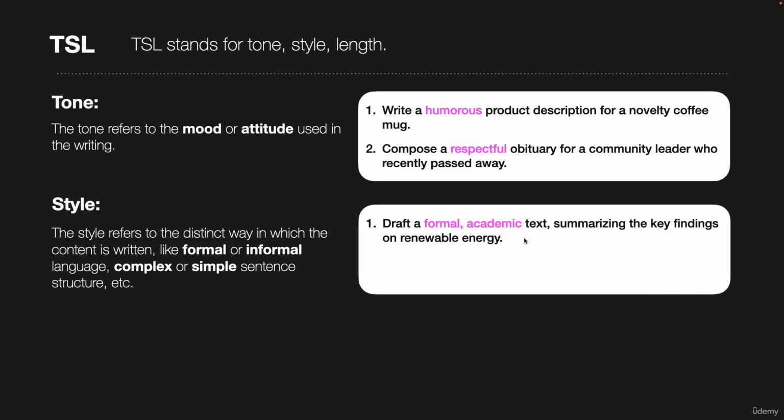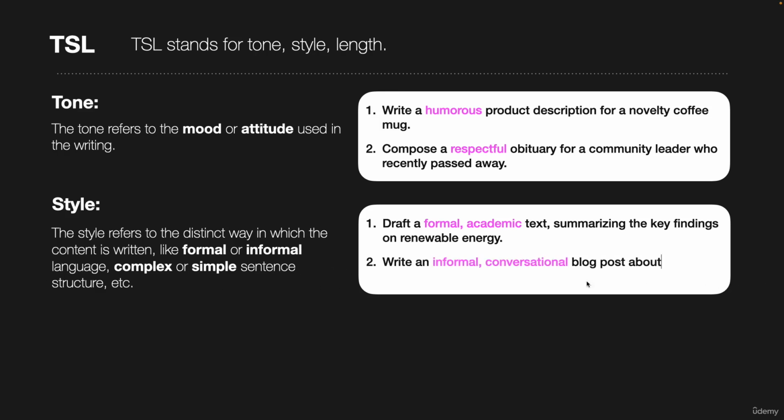Draft a formal academic text summarizing the key findings on renewable energy. Okay, so I made two examples here, formal, academic, okay? So these are the things that you can use. For example, when you want to write a letter to your boss asking for a raise, okay, it's better to be formal, okay? But when you're writing a letter, an email to your friend, it should be informal, okay?